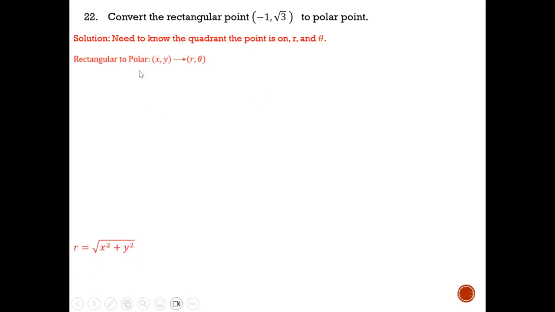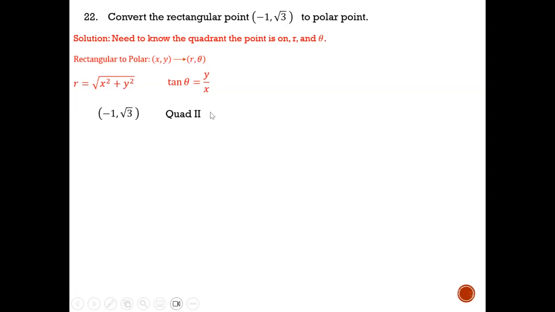Okay, from rectangular to polar, right? This is to find r. R equals the square root of x squared plus y squared, and this is to find theta. Theta is equal to the arctangent of y over x. Once we know the quadrant, right? This is quadrant 2. We know we need to add pi to quadrant 2.